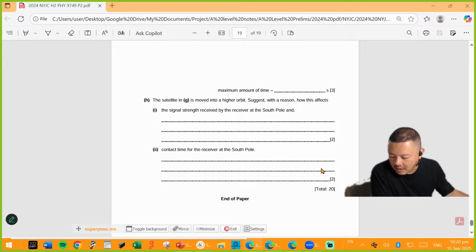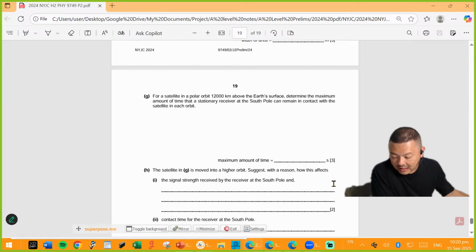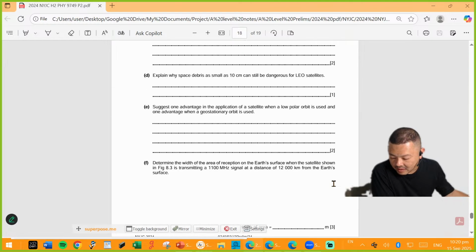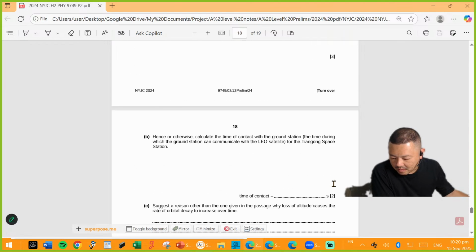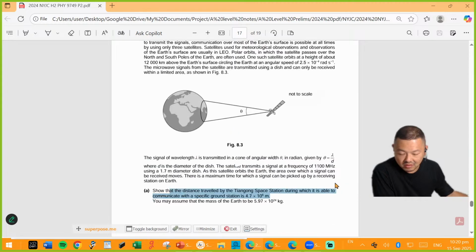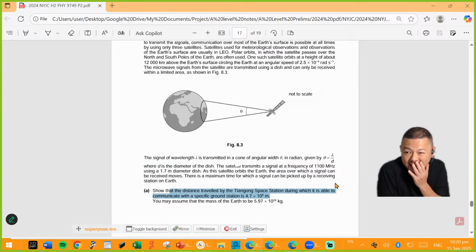I would say something like this, just looking at it: out of 20 marks, I would just try to get around 8. I won't bother with this for too much. 8 out of 20.